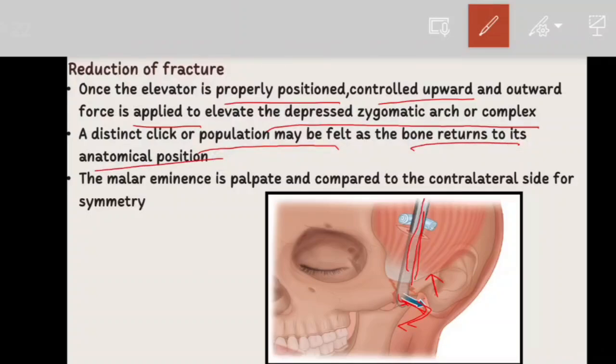Now the malar prominence is palpated and compared to the contralateral side for symmetry. So then compare both cheeks for symmetry. The important point here is to always compare with the opposite side.